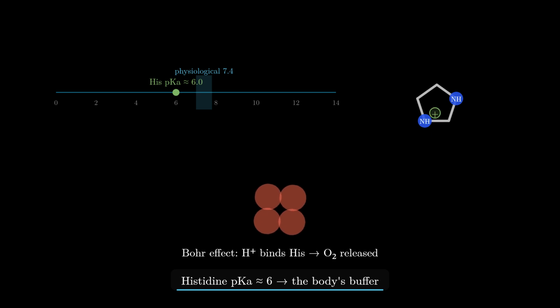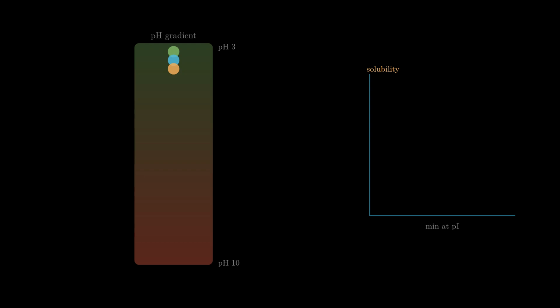It's the residue behind the Bohr effect, where hemoglobin picks up protons in acidic CO2-rich tissues and releases oxygen where it's needed. Histidine works precisely because it's half-protonated at the pH of the body. The same condition that made glycine a bad buffer makes histidine a great one.